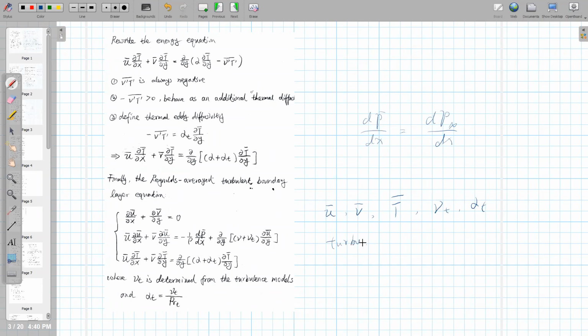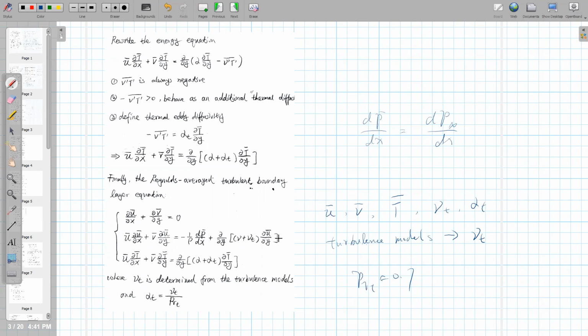We need additional turbulence models that can give you the mu_t, either from a one-equation mixing length model, or from the two-equation k-epsilon model or k-omega model, whatever. In the end, it will give you this mu_t. After you have mu_t, people usually calculate alpha_t directly from the so-called turbulent Prandtl number. In turbulence modeling we usually just set it as a constant, like Pr_t equal to 0.7. This is the way we can solve these equations numerically.